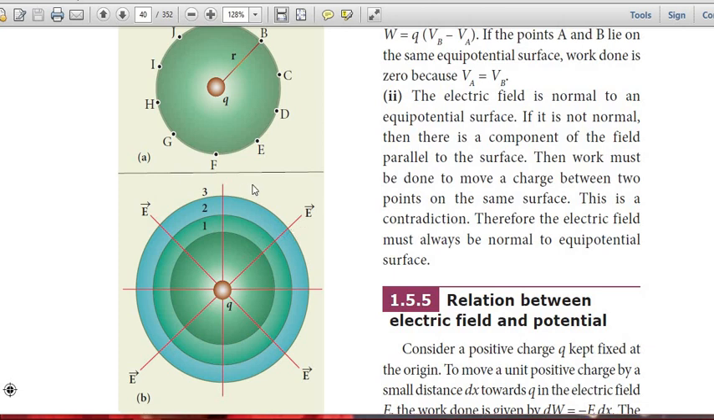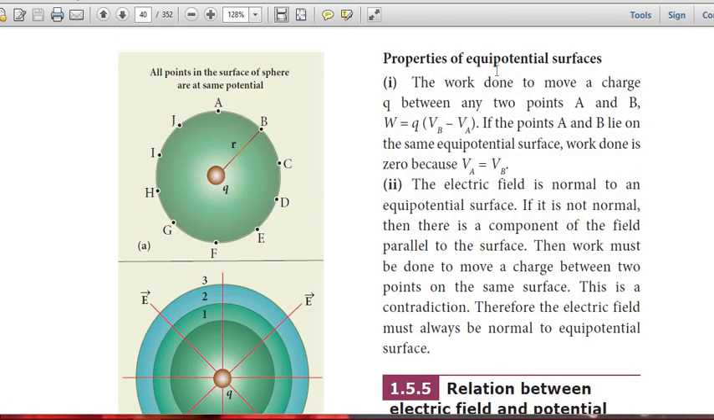The electric field must be in a direction perpendicular to the direction in which the point charge moves. These are the important properties of an equipotential surface. This is also a very important objective type topic as well as a 2 mark topic, children.